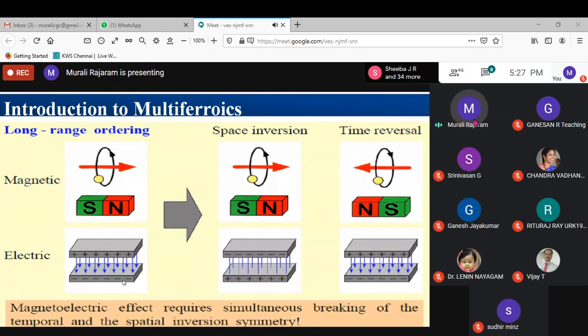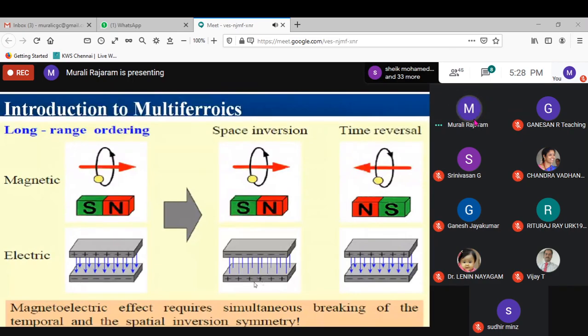Similarly, for electric polarization, you will be having the electric dipole like this. Okay, so if you want to reverse this polarization, you are reversing the space symmetry. If you reverse the space inversion, you are reversing the electrical polarization. Similarly, if you reverse the time symmetry, you are reversing the magnetic polarization, but your electric polarization remains the same. As I said before, for multiferroic materials, you need to break these two symmetries together. That is why this class of materials is very difficult, quite rare.